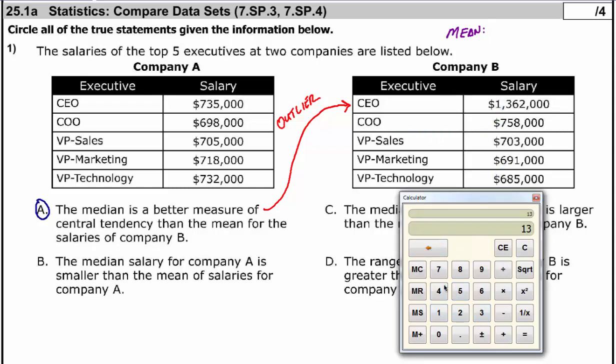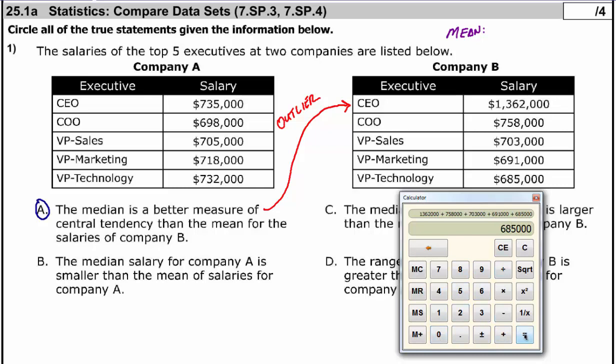So let's start. 1,362,000 plus 758,000 plus 703,000. Let's clear that one and try again. 703,000. I put in too many zeros. See, that's one of the things you have to be careful of when you do this. You have to be careful that you put the right numbers into the calculator if you're going to get the right kind of answer out of the calculator. So it takes time to double check, and it's worth spending that time.